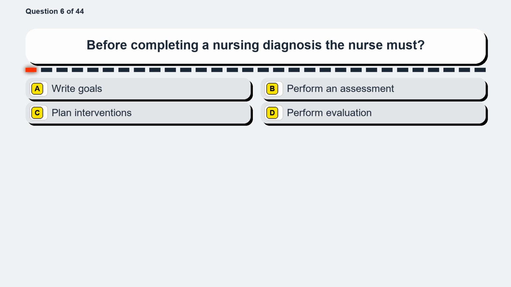Question 6. Before completing a nursing diagnosis, the nurse must: Option A, write goals. Option B, perform an assessment. Option C, plan interventions. Option D, perform evaluation.